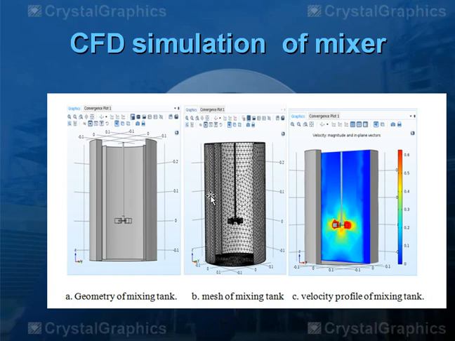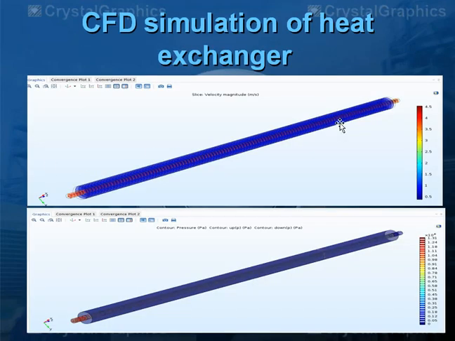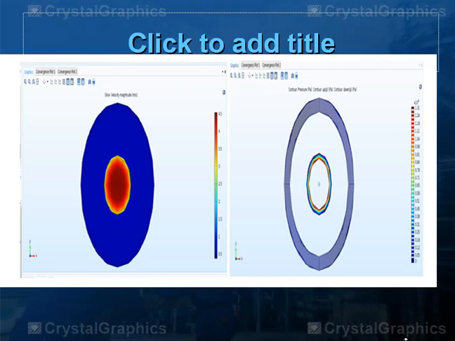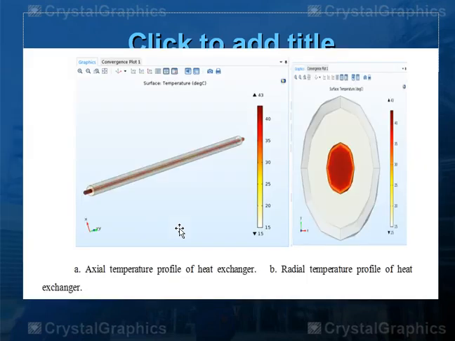These are the profiles for the mixer to see the distribution of nanoparticles inside the vessel, to have an indication of the mixing effect between the nanoparticles and the fluid. This is the radial and axial velocity and pressure distribution of the heat exchanger, and for temperature.